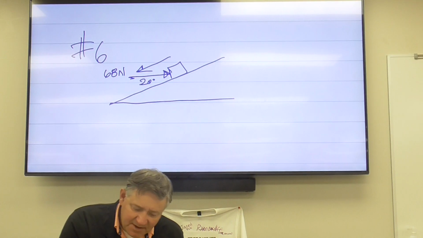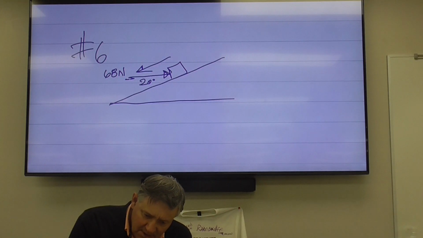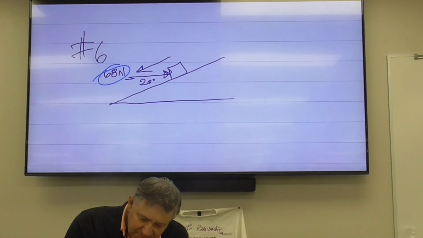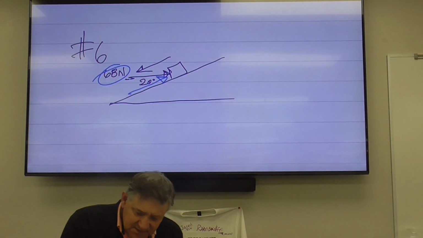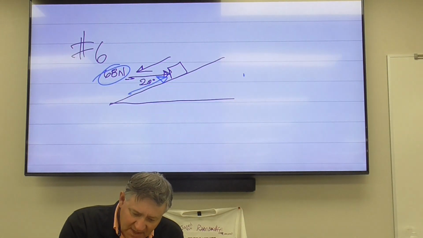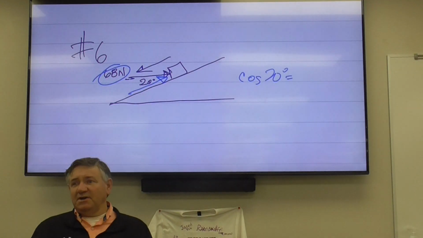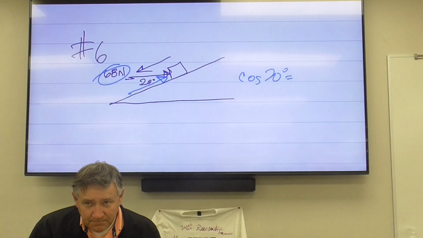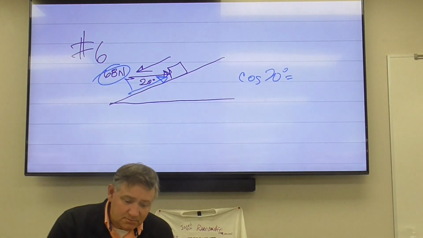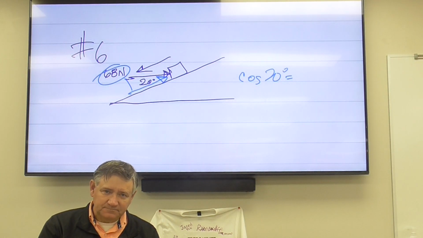So here's the other thing: you've got a 68 Newton force, which is cool. But that's not the force that you're going to use. You're going to use this, which is in the direction of motion. So you've got the cosine of 20 degrees, right? Basically you're trying to find the hypotenuse. If you look at the triangle, so it should be 68 cosine 20. No, it's 68 over cosine 20, because you're trying to find the hypotenuse.